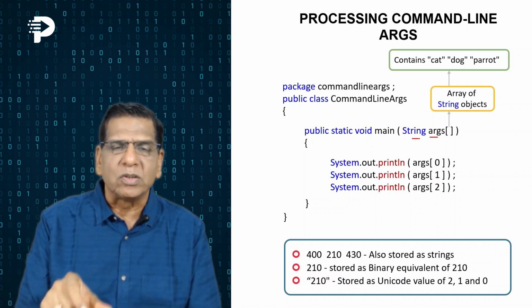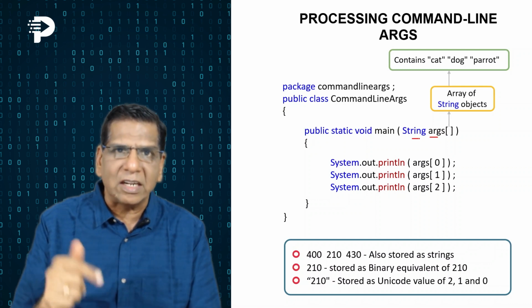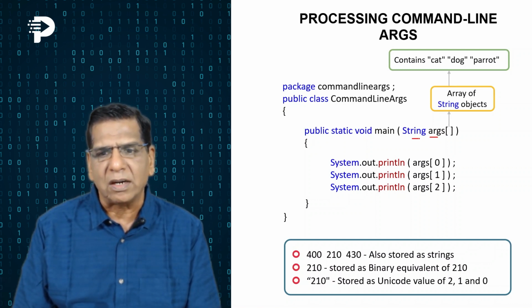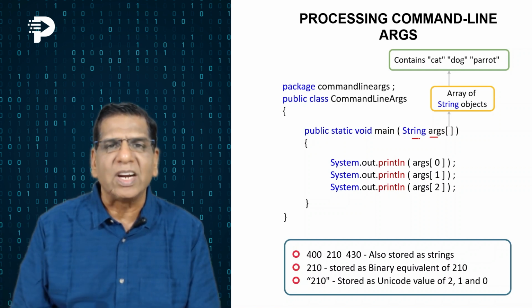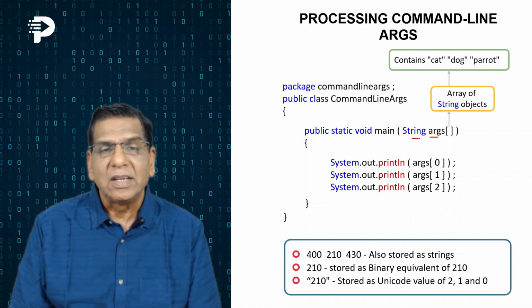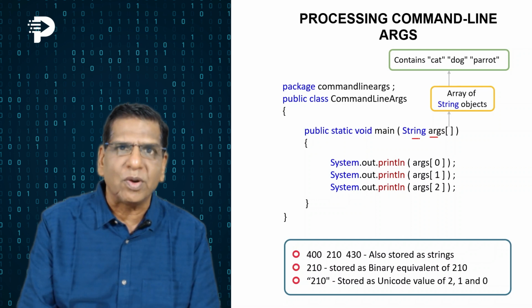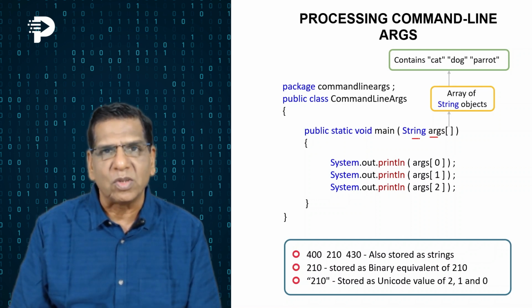If within double quotes, then it's treated as a string. And if it is a string, then each character within that string is going to be stored as its Unicode equivalent. So Unicode of 2, Unicode of 1, Unicode of 0, that is what is going to get stored, which will be very different than binary equivalent of 210. That is why if I want to do any arithmetic on these numbers, I need to convert them from their stringized form into their integer or float form before I can carry out those operations.